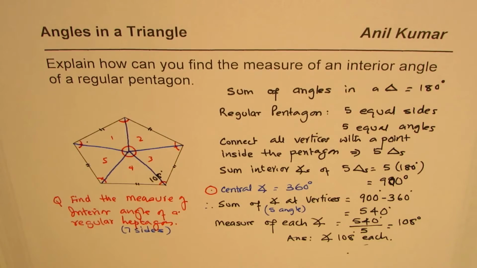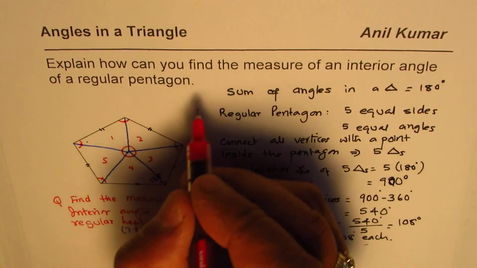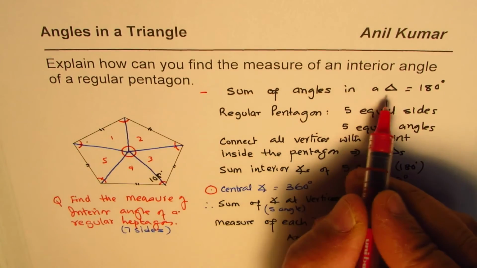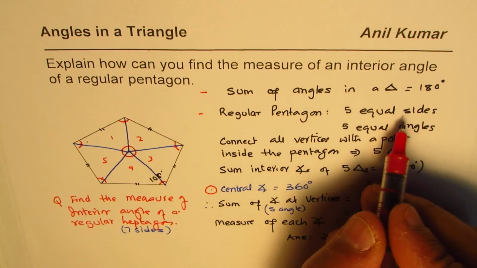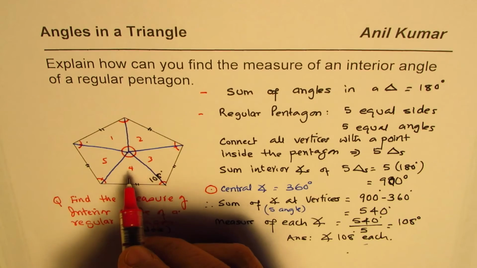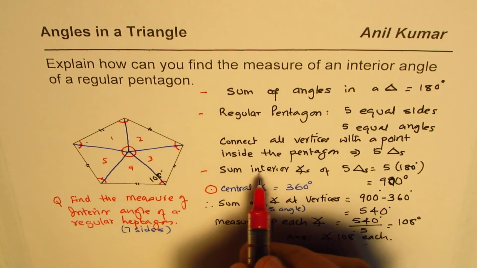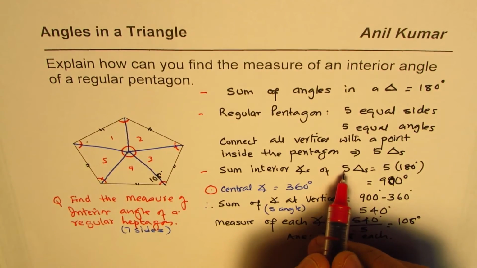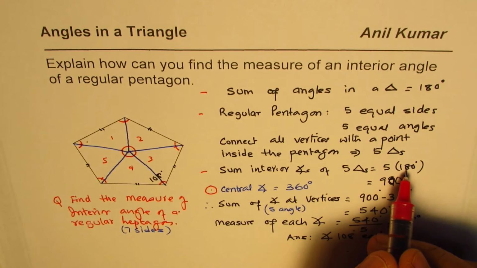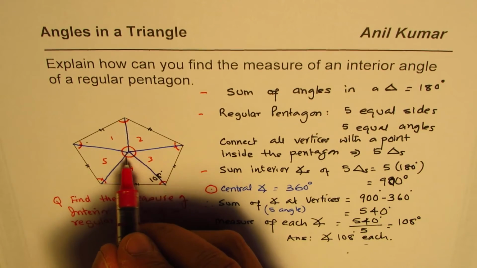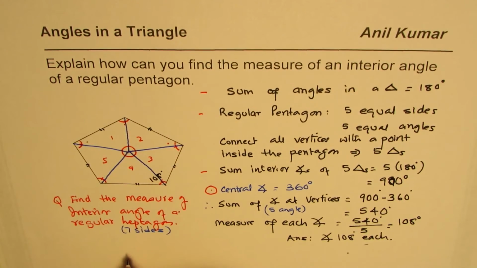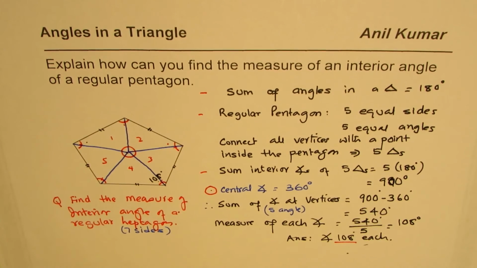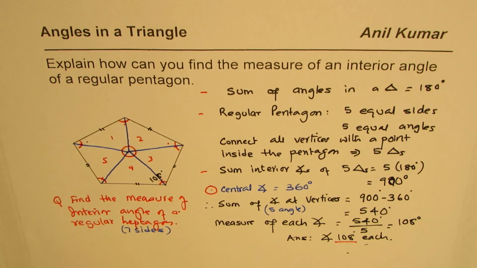Use the same strategy. So the strategy here is that we know that the sum of angles of a triangle is 180 degrees. A regular pentagon has 5 equal sides, therefore 5 triangles. So the sum of interior angles of 5 triangles will be 5 times 180 degrees, right? You take away the central angle, then you get the sum of all the angles at the vertices. Divided by 5 gives you that of one of the vertices, right? So that is how you find it.